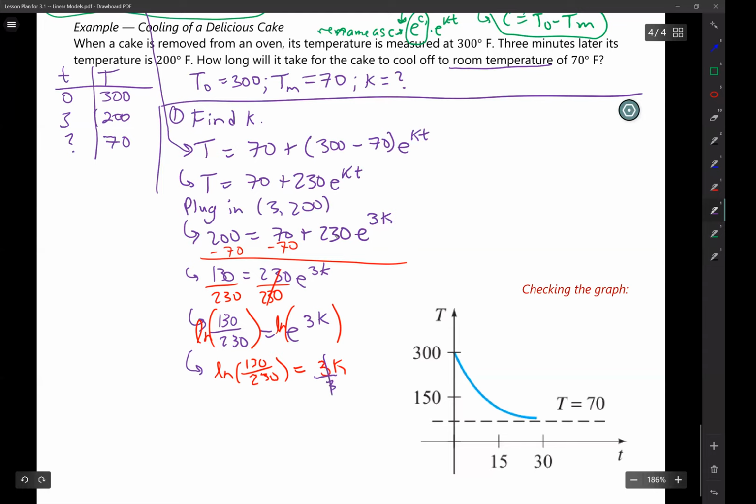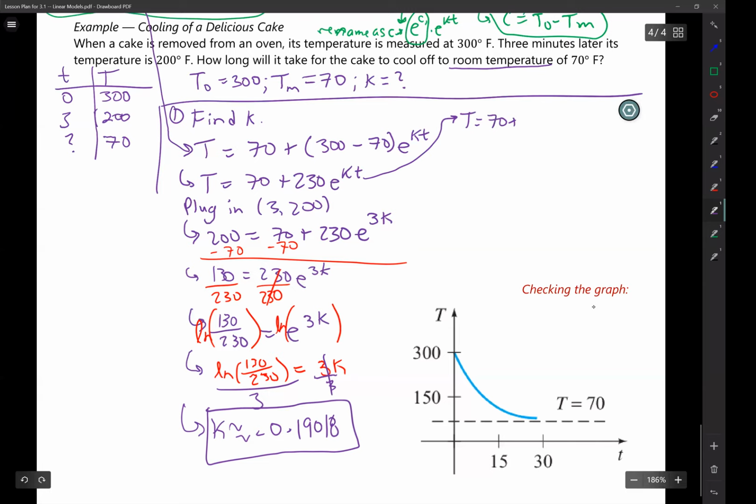Okay. Just to save some time, let me move this here. I did it earlier. So k is roughly equal to negative 0.019018. And so that tells me over here that my model is T is equal to 70 plus 230 e to the negative 0.19018 t. Okay, so that's the end of step one.